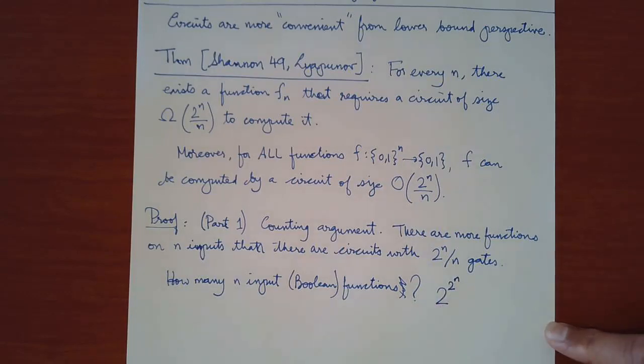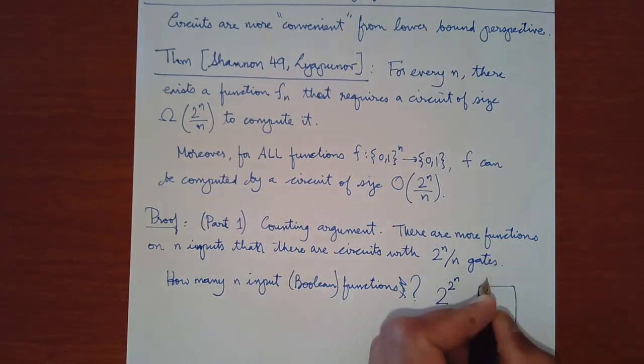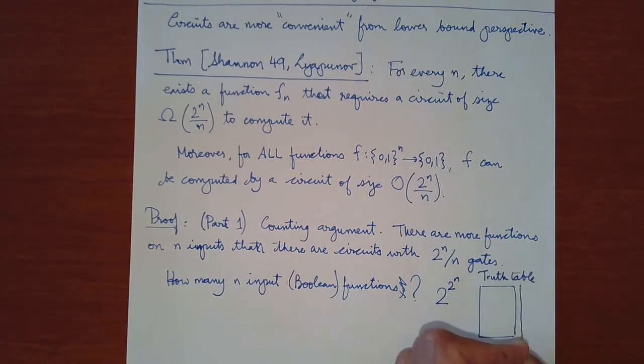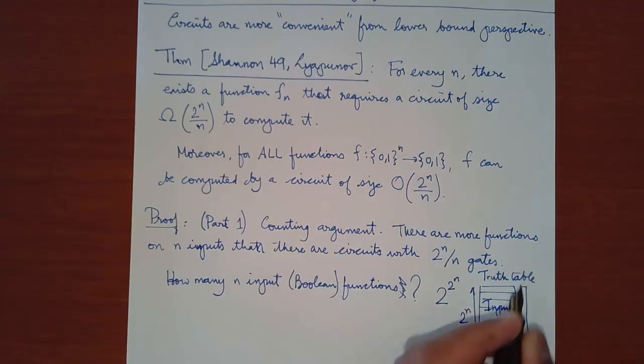Why? There are 2 to the n inputs. Each input is either in the language or not, either yes or no, or true or false. It's just saying that here's the truth table, and the truth table gives an output over here. So this is the input, and the size of this input is 2 to the n. Each of these is either a 0 or a 1. So you get 2 to the 2 to the n.